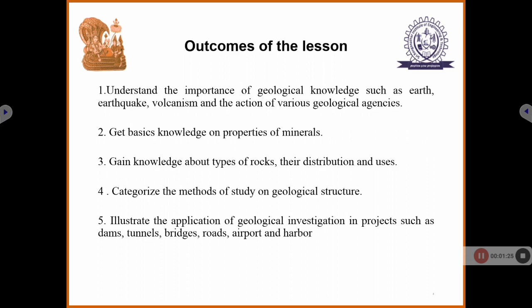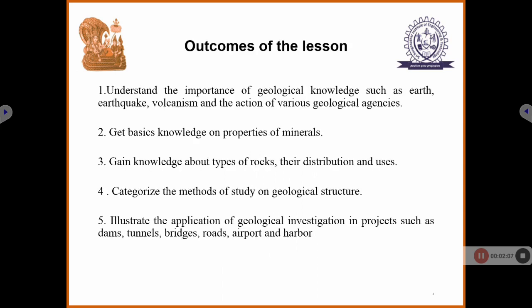Now, the outcomes of this lesson will make a student acquire knowledge of the basic properties of the minerals available in the core of the earth, and next gain knowledge about the rocks prevailing in the mountains, their various types, differences, distributions and uses, and how the geological structure can be categorized for the nature of the buildings to be constructed on a particular area.